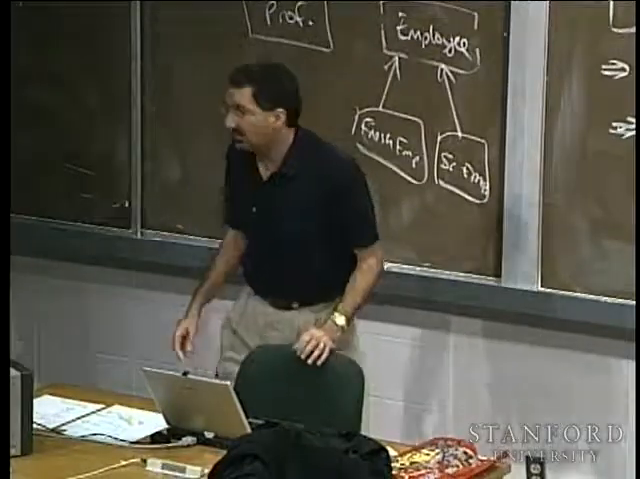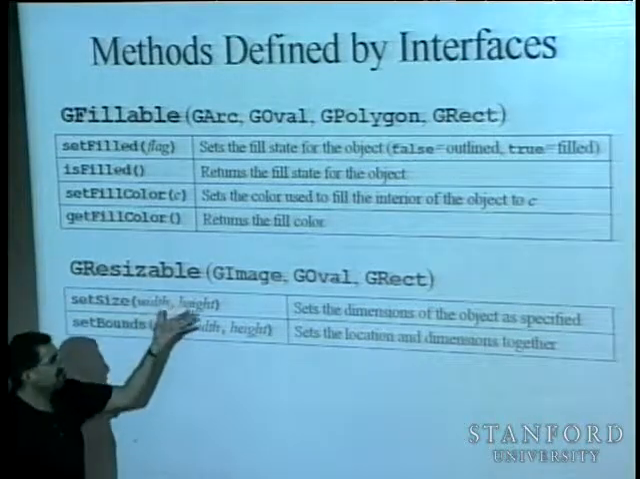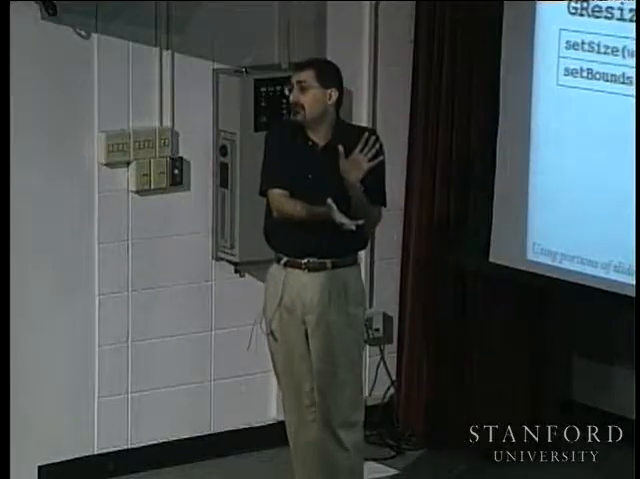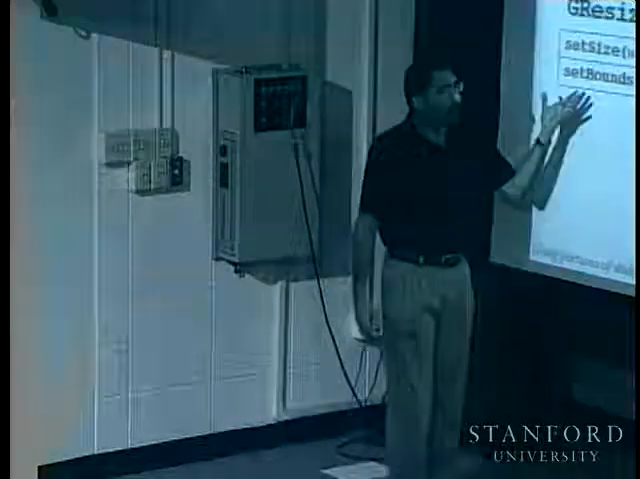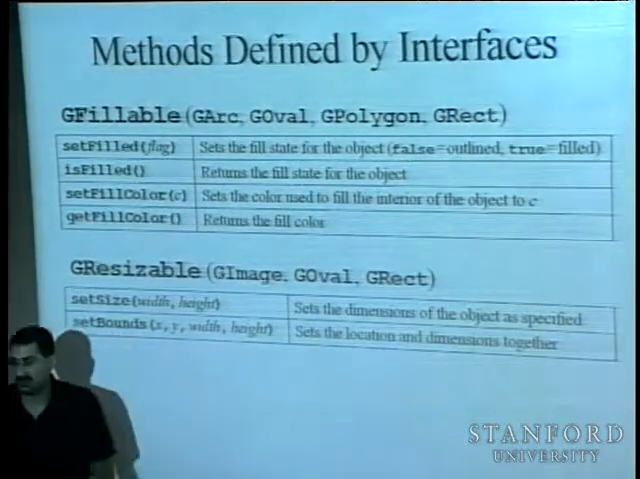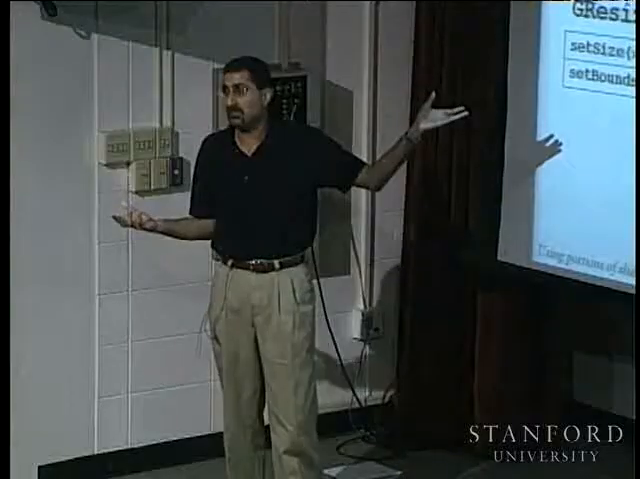And there are some other interfaces, like Resizable. GImages, GOvals, and GRects are resizable, which is kind of funky. And resizable just means you can set their size, so you can set the dimensions of the object to be different after you've created the initial version of the object. Or you can set the bounds of the object, which is both its location and its width and height. You can change those after you've created the object. A GLabel I can't do that with.